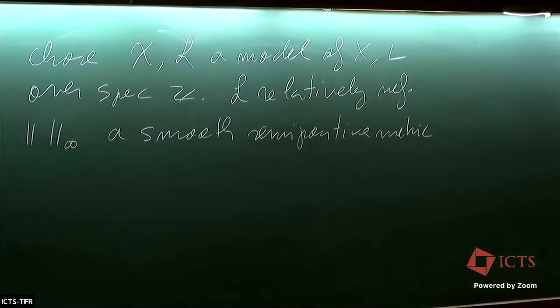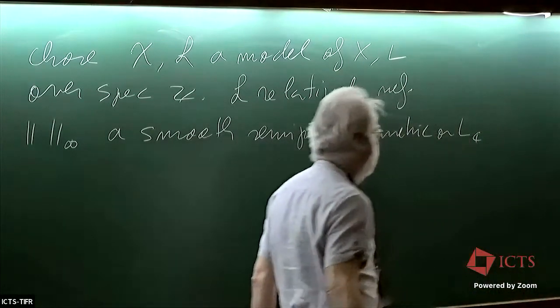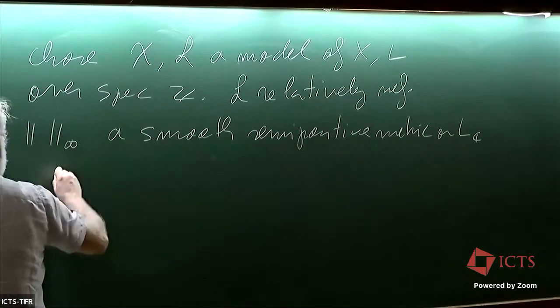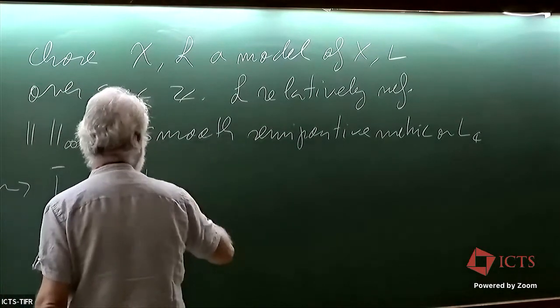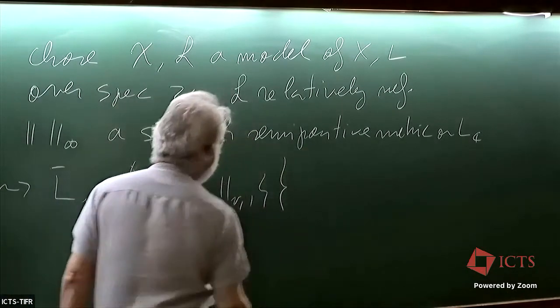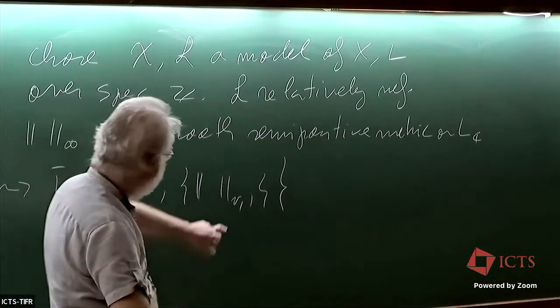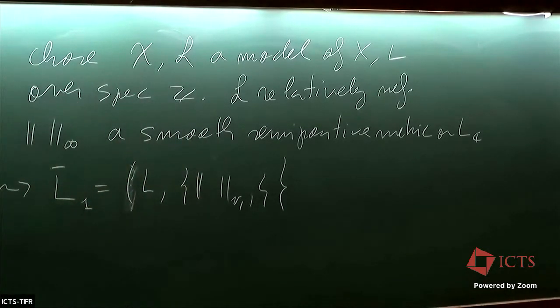Now this Psi has to be an isomorphism of the line bundles, and F has degree N to the power D. Then I put a smooth semi-positive metric on L. And remember that this gives me some L bar 1, which is just the line bundle L and the family of norms, one for each place of Q, where at the place at infinity I put this smooth metric, and at all other places I put the metric induced by the model.